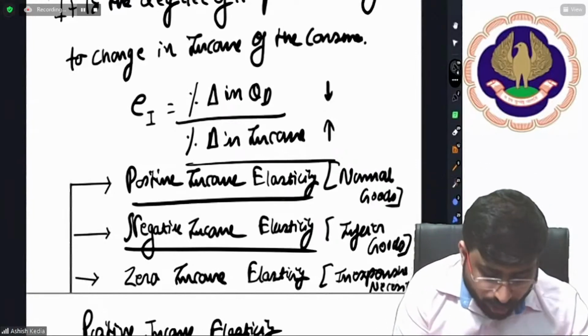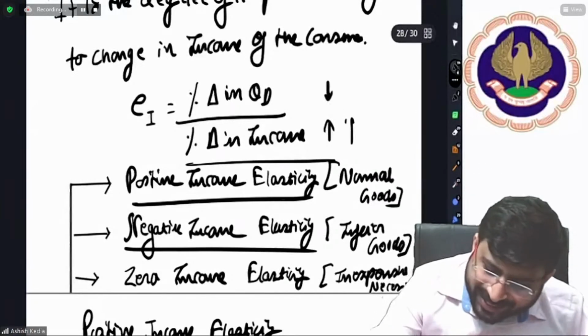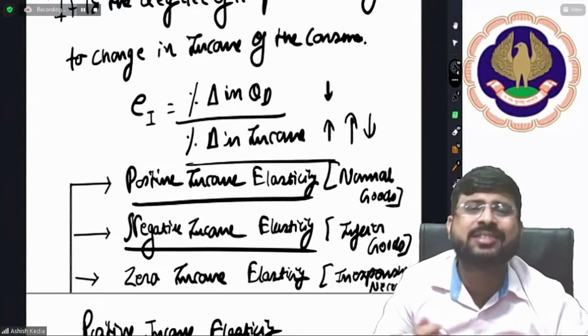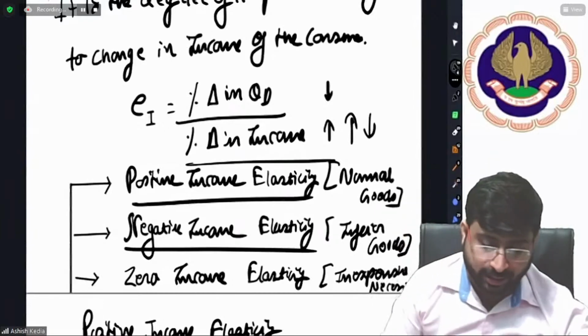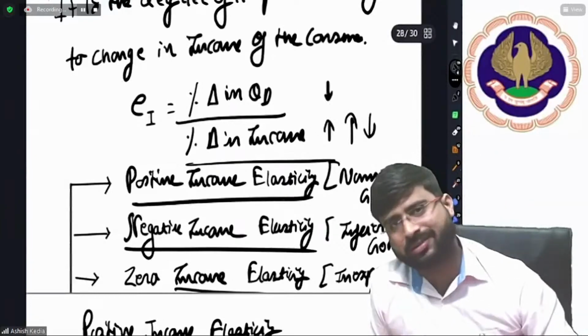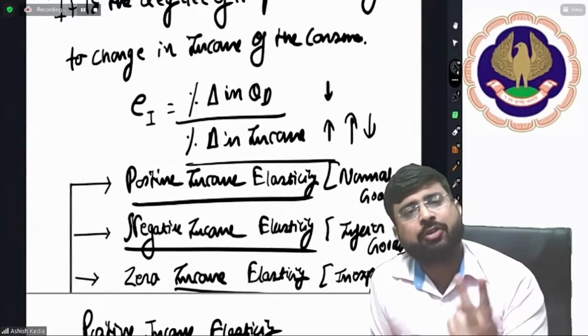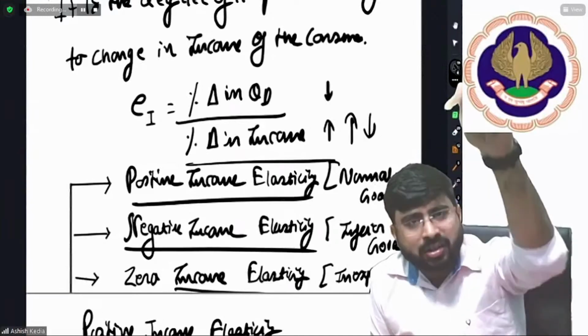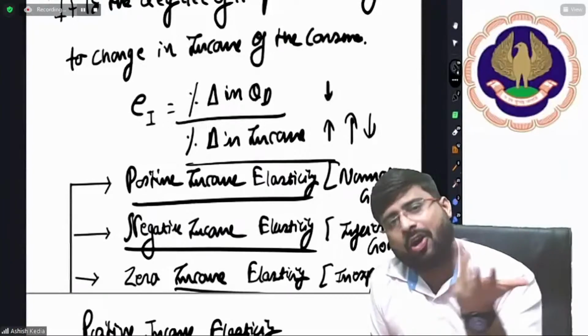Finally, moving on to zero income elasticity. Suppose a rise or fall in income has no effect on demand. If income is rising or falling and there is no change in demand, that is called zero income elasticity. What is positive? When both rise, which happens in normal goods. What is negative? When a rise in income leads to a fall in demand, obviously in the case of inferior goods.